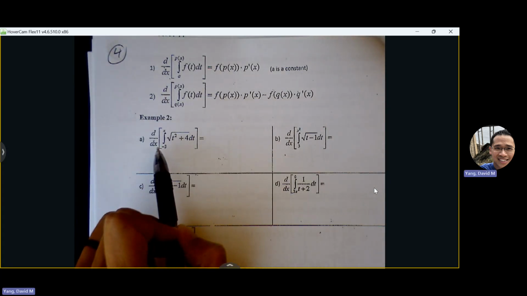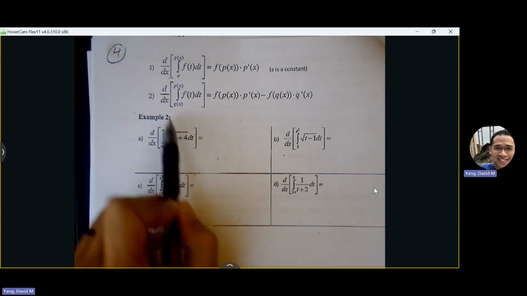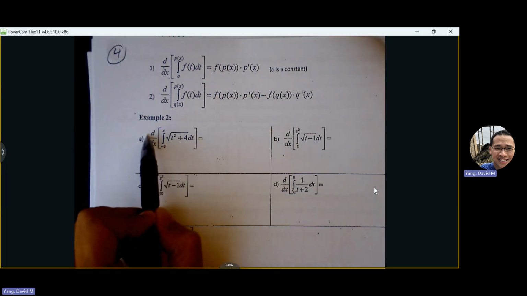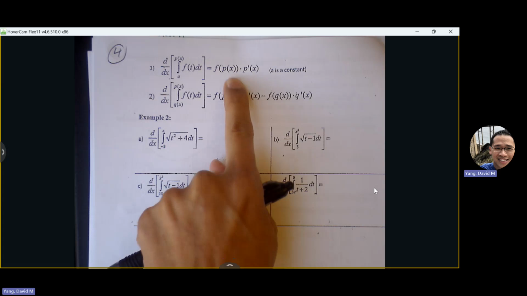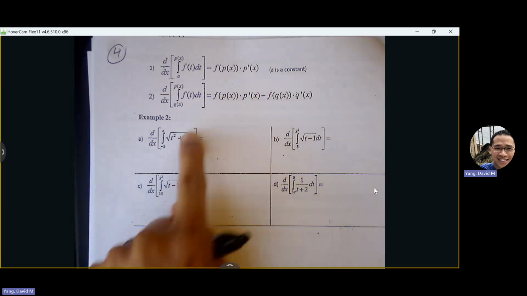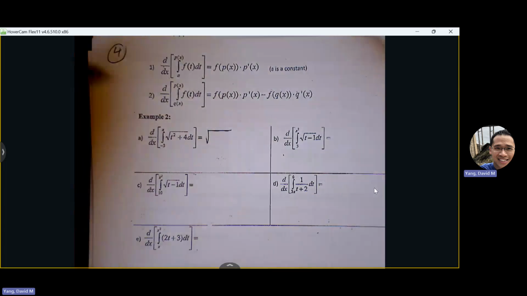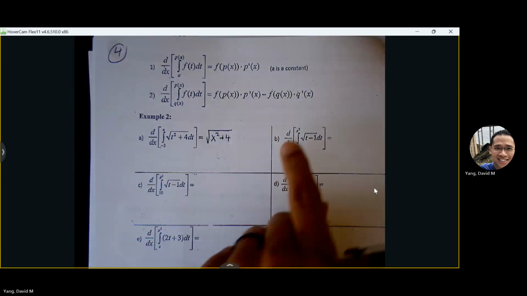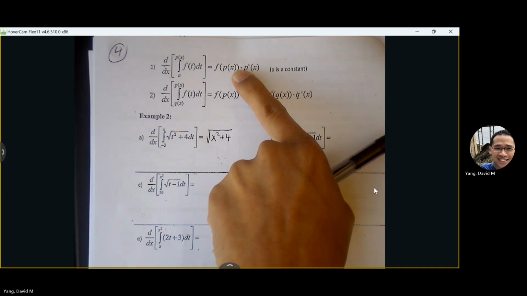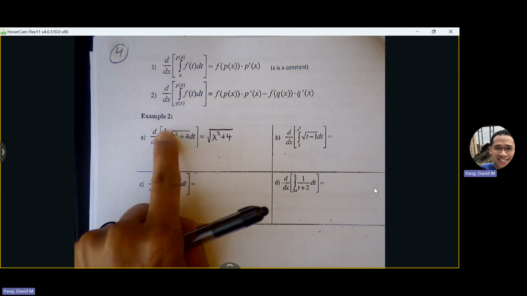I want to find the derivative of the definite integral from -3 to x of the square root of t squared plus 4. I know I can use the second theorem because I have two operations on the same expression. So let's just follow what the rule says. F of p of x, what would that look like for this expression? So the square root of x squared plus 4 times 1.